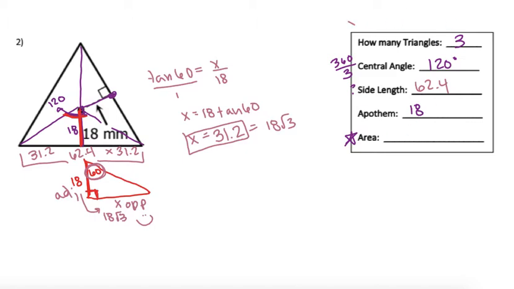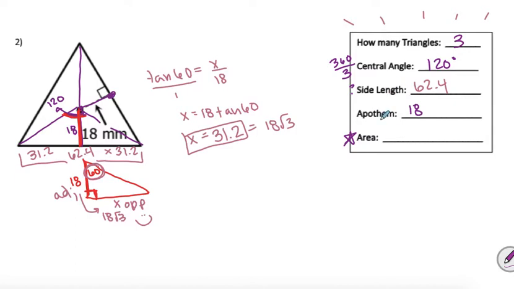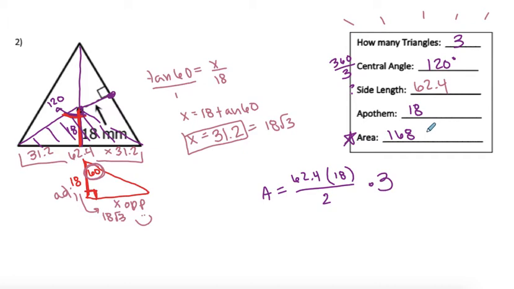This is our organization box that helps us stay on top of what we're looking for, because we're doing quite a bit here to make sure that we're finding overall the area. Once I have side length and apothem, that's my base of 62.4 and my height, 18, divided by 2 for this whole triangle. And I want 3 of those to make the entire figure. When I multiply that out, I get an area of 1,684.8, and this is measured in millimeters squared.